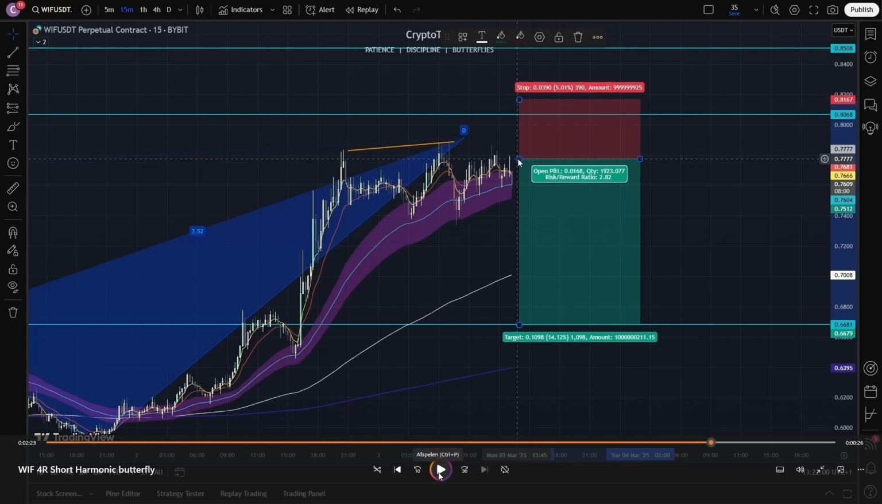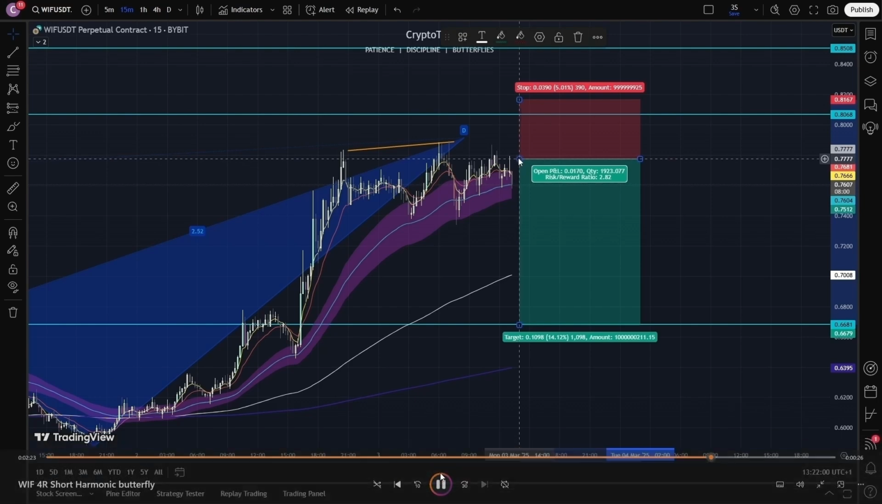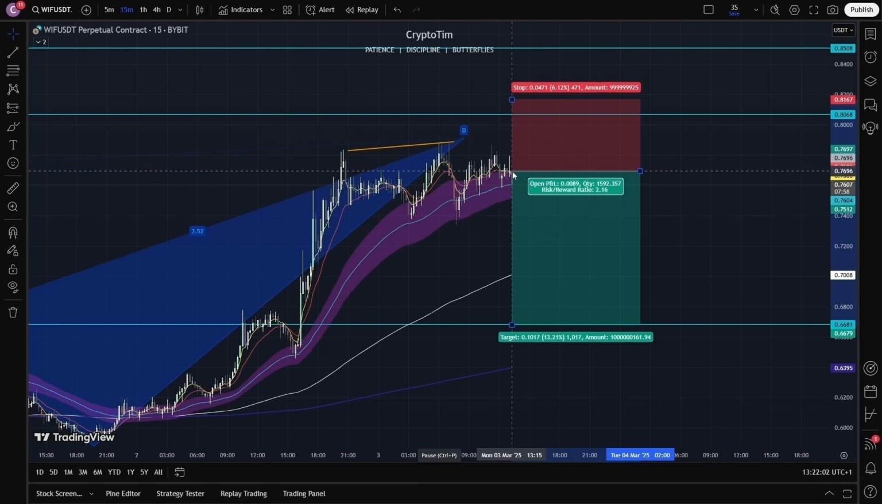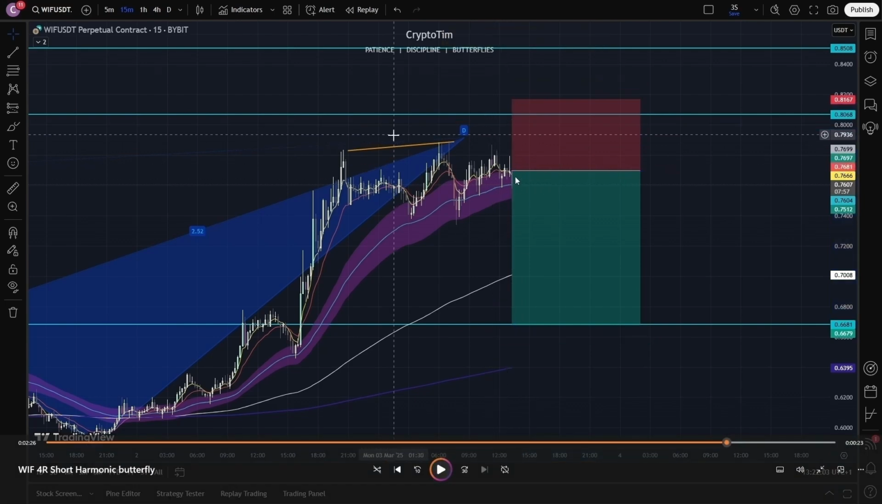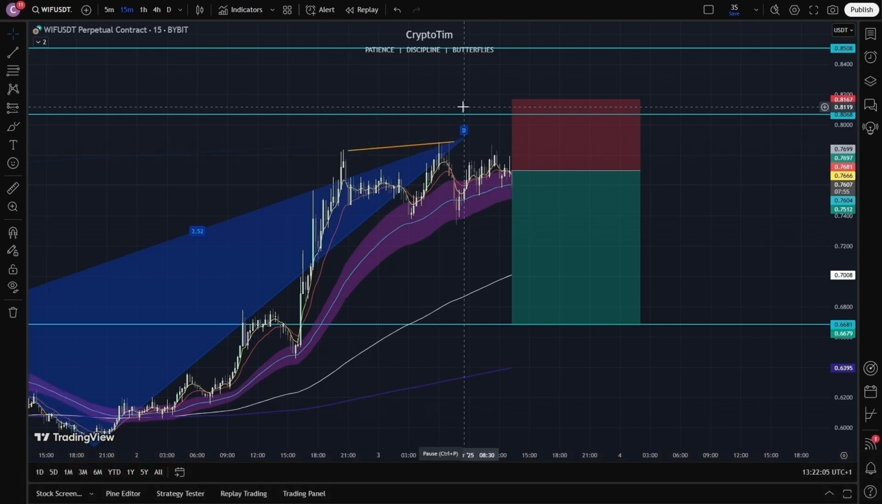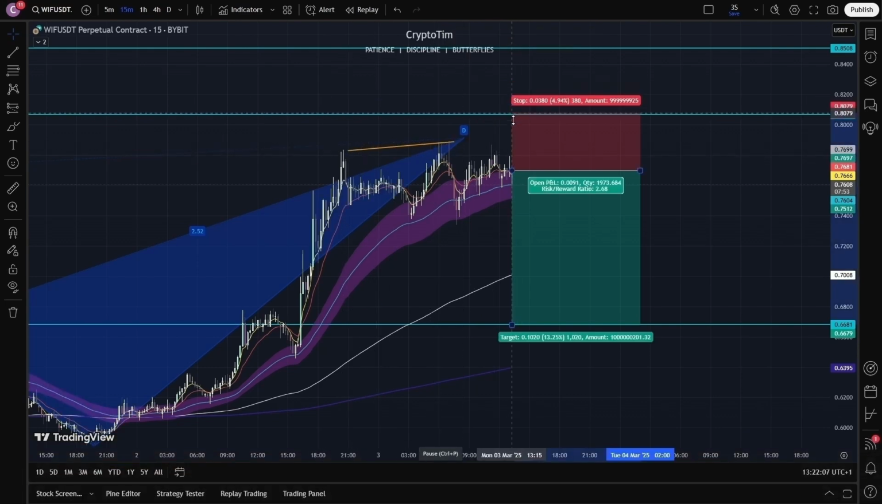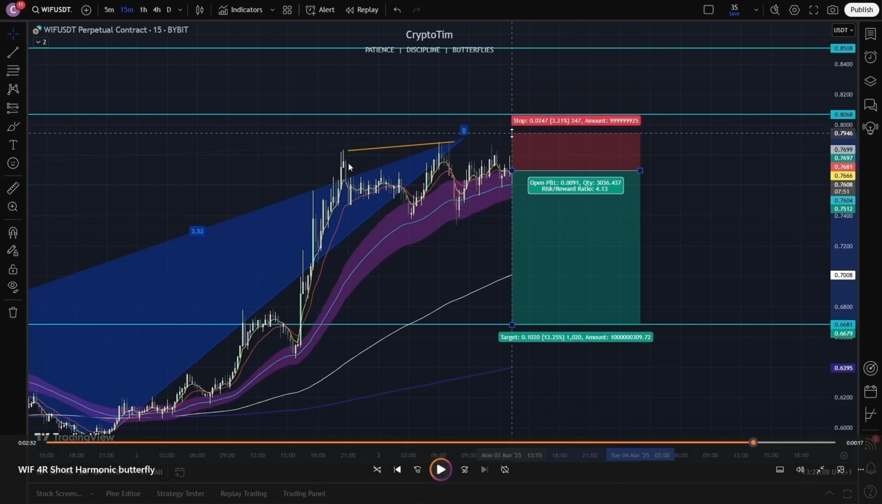So I want a tighter stop loss. I don't want to stick to my theoretical stop loss for a harmonic butterfly here. I want to have my entry somewhere in the range here, close to the 5 and 13 EMAs, as I'm expecting price to range a little bit right here. And then for my stop loss, I decide to have it above these cleared highs right here.